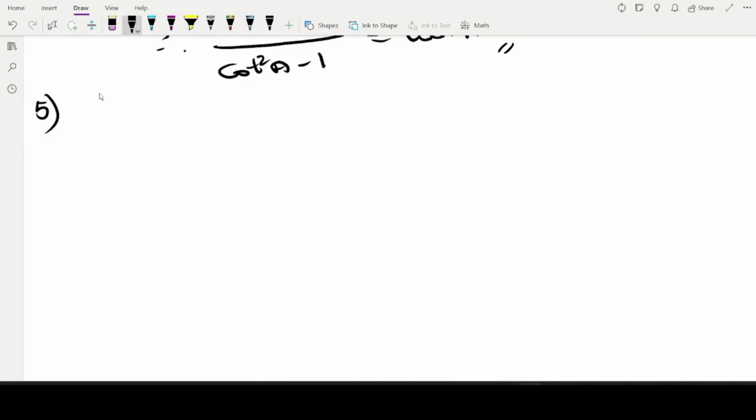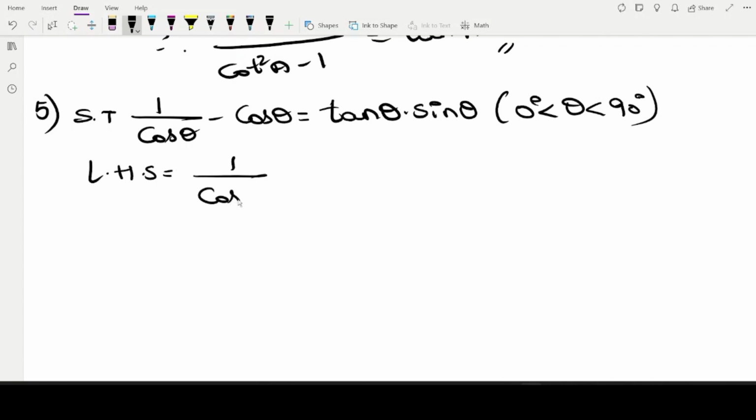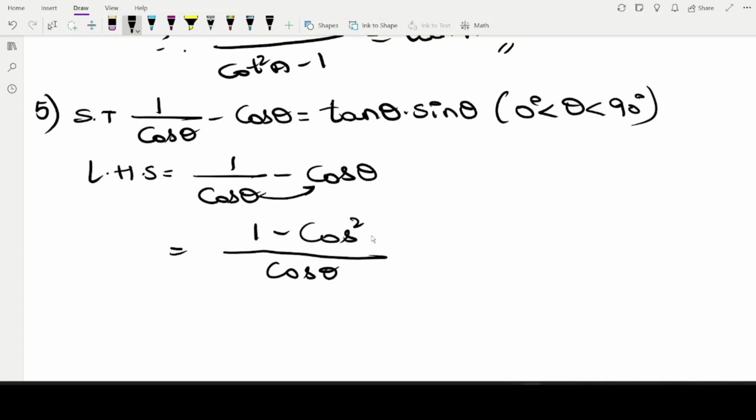The fifth problem. Show that 1 by cos theta minus cos theta equals tan theta into sin theta, where 0 degrees less than theta less than 90 degrees. So here is the LHS part: 1 by cos theta minus cos theta. We multiply cos theta into cos theta to make one numerator. So 1 minus cos theta into cos theta is cos square theta over cos theta.